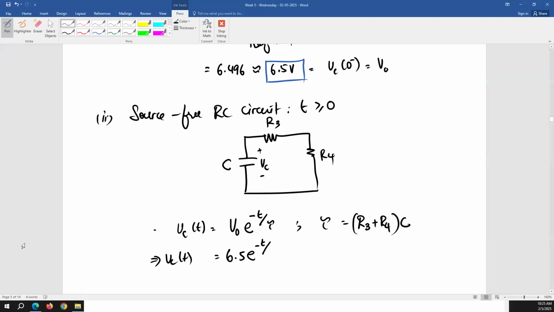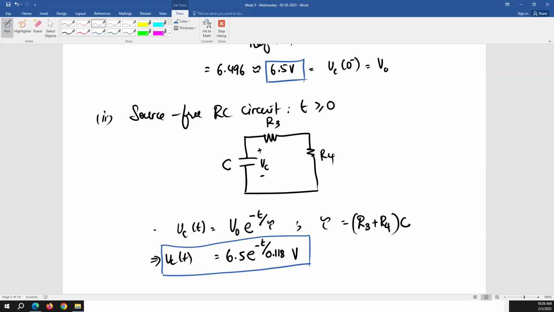0.118, 0.118. That is going to be the capacitor voltage response when the switch is going to go, t greater or equal to 0. All right, if you have any question, please go ahead and ask.